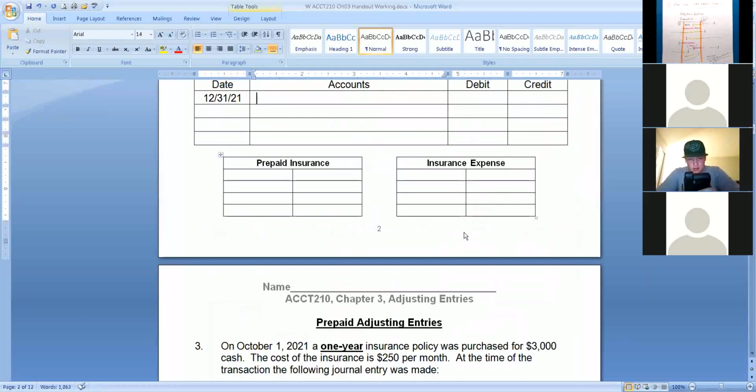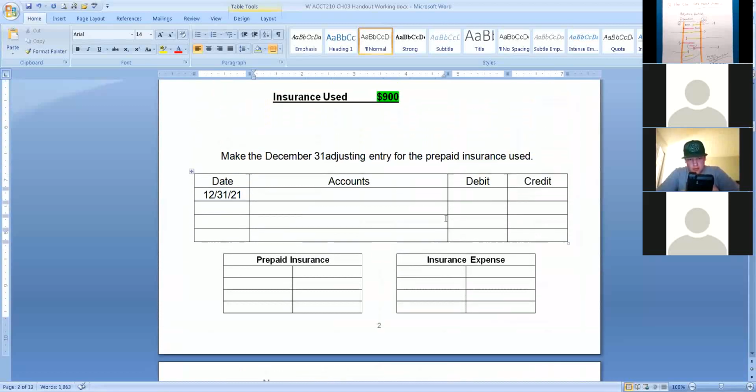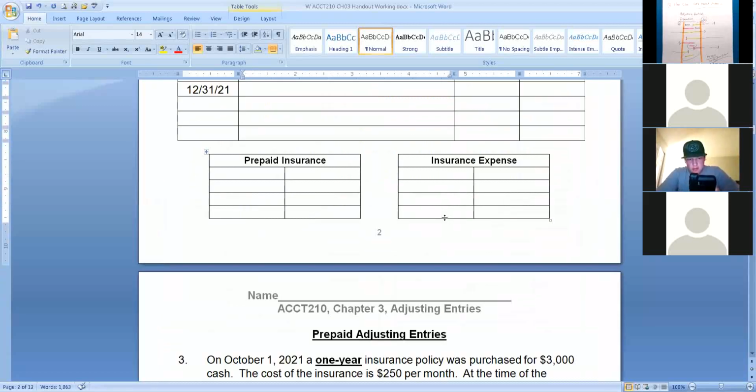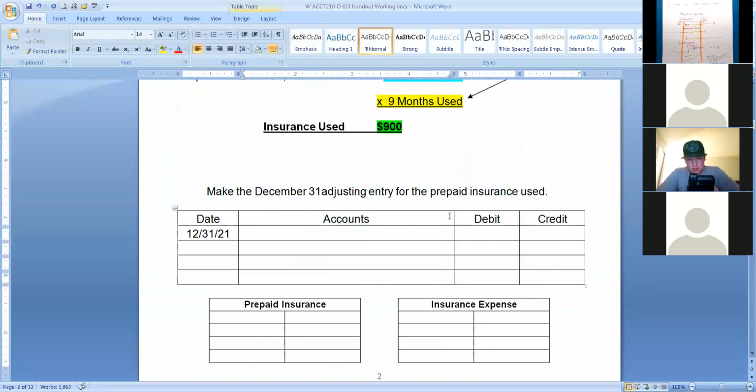So the expense will be the debit. And if I just did something wrong here, look at that, we can actually see it. If you recall, expenses are always debits.